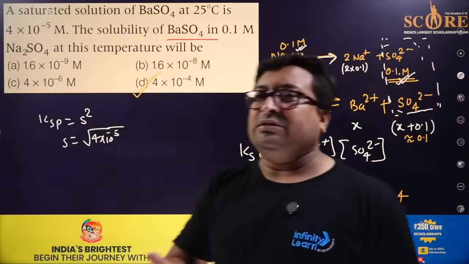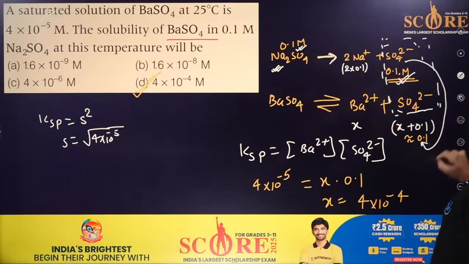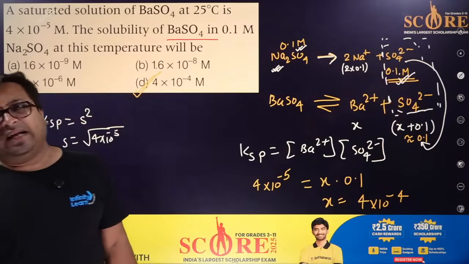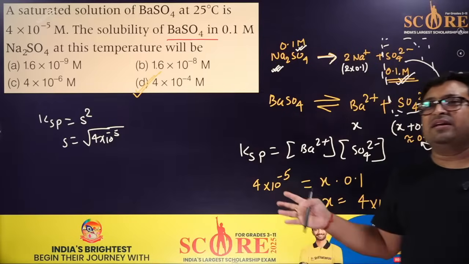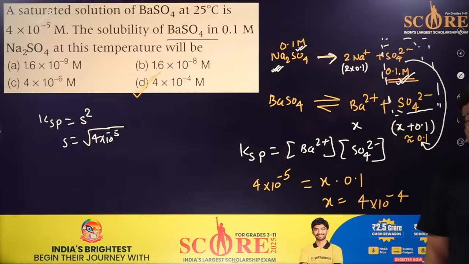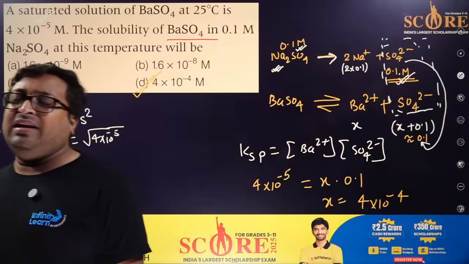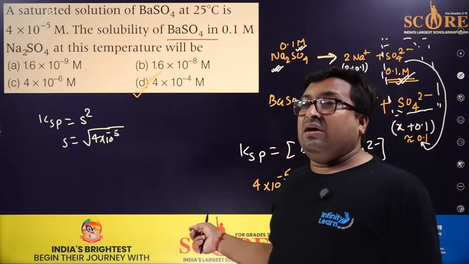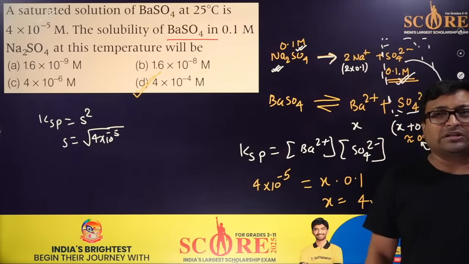Yes, consistent. Because this value is very high, we will ignore the value of X, the sulfate ion from the barium sulfate. So this is the only technical glitch. I think you have not solved this kind of question: calculate the AgCl solubility in 0.1 M NaCl. You have not solved this kind of question.